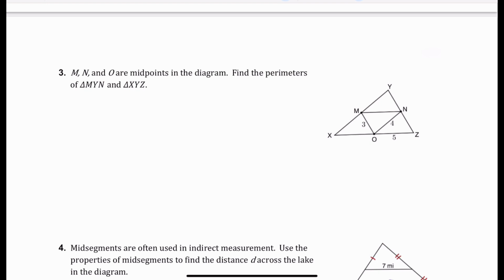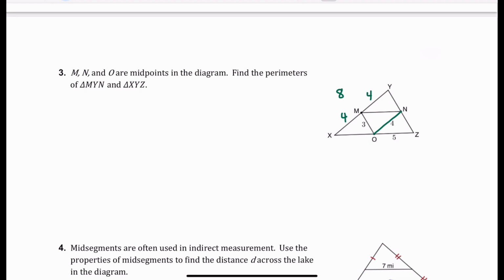We're missing some pieces, so I think we need to look at this and fill in some side lengths. For example, I know that this piece is 4, and it's parallel to this piece here. So since this ON is 4, this XY piece has to be 8. So this whole thing is 8. But each of these pieces is going to be 4, if we cut that in half.